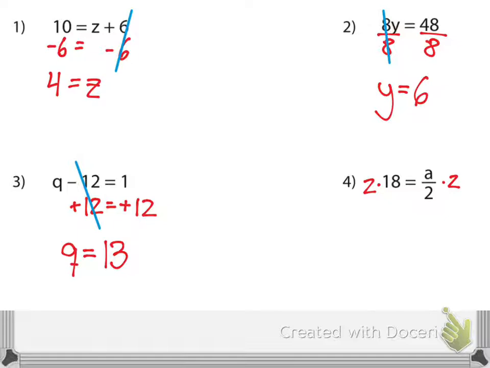So 2 over 2, that's gone. I'm just left with A. And Edson, what is 18 times 2? 36. Perfect. So that's exactly how we do it. This one right here, it became 2A over 2. Anything over itself is just equal to 1. So we were just left with A.